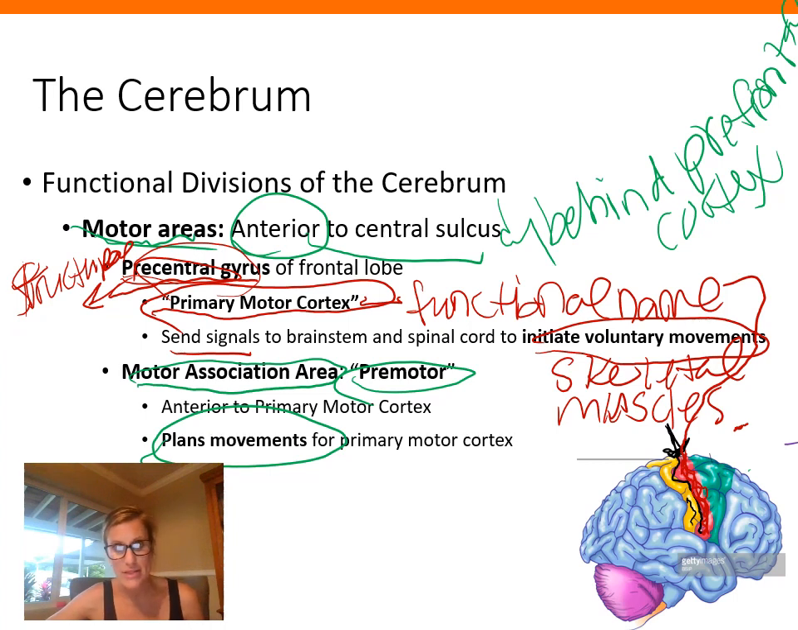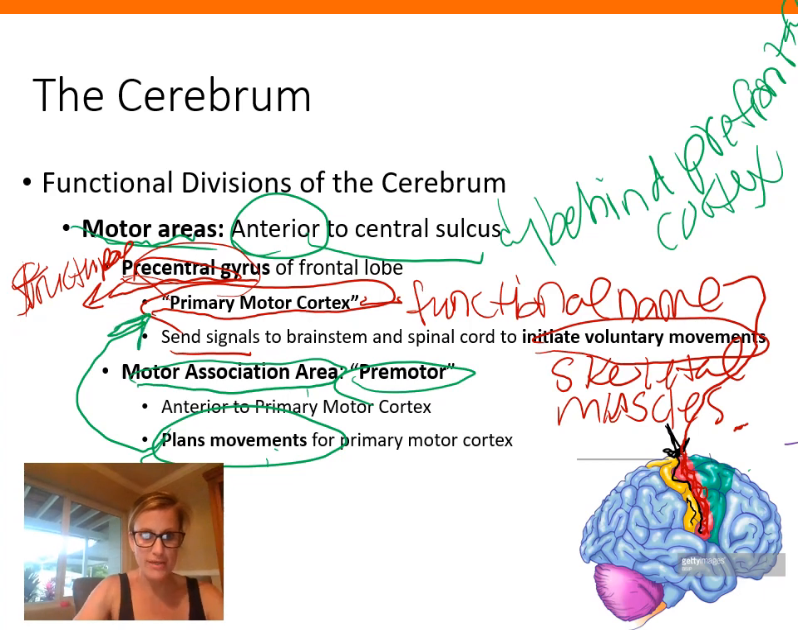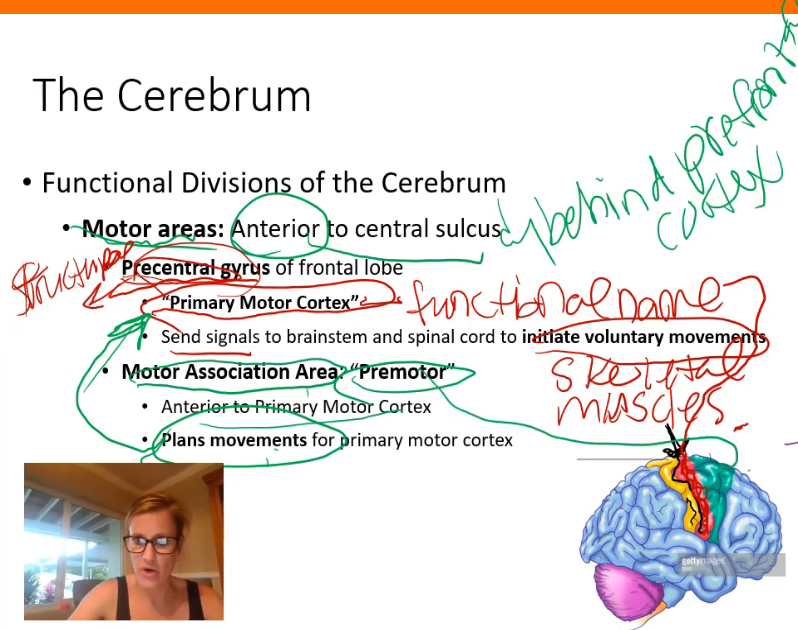Movements are very complex. It's not a matter of just sending one signal out to one muscle. There's a whole plan that's involved. So the plan is made in the motor association area, and then the plan gets sent to the primary motor cortex. Then the primary motor cortex sends the actual signal out to tell the muscle to contract. This premotor area is located just anterior to the primary cortex. So all this that you see in green here, that's the premotor area or the motor association area.